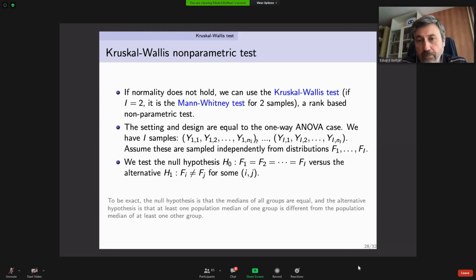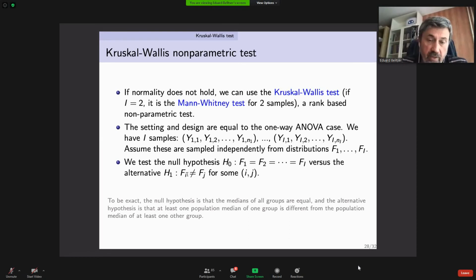So you have I samples again, and then you test the null hypothesis that they all come from the same distribution. Your test is based on ranks, and ranks are very stable quantities, so you don't rely on normality. Of course, this test has less power. I'm not talking about power at all here, but in principle it's not as powerful as ANOVA under normality, but it doesn't rely on normality. It has its merits.